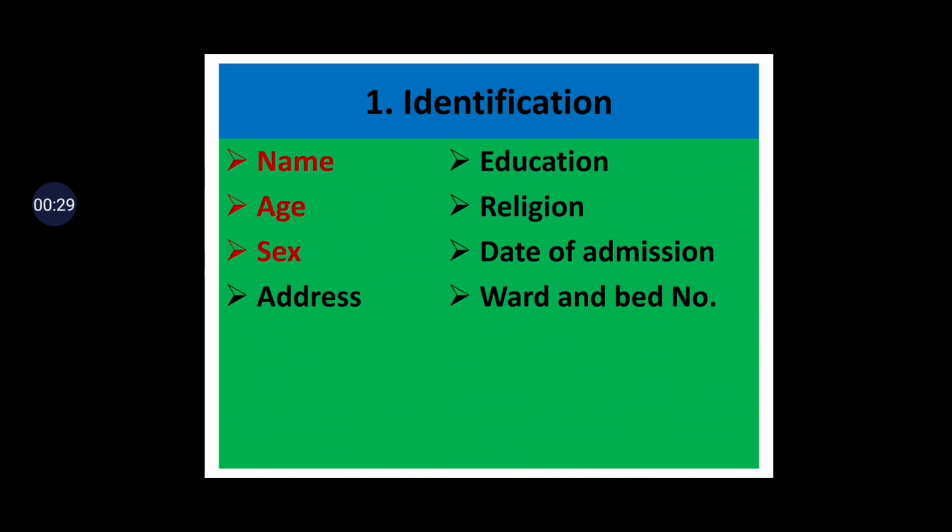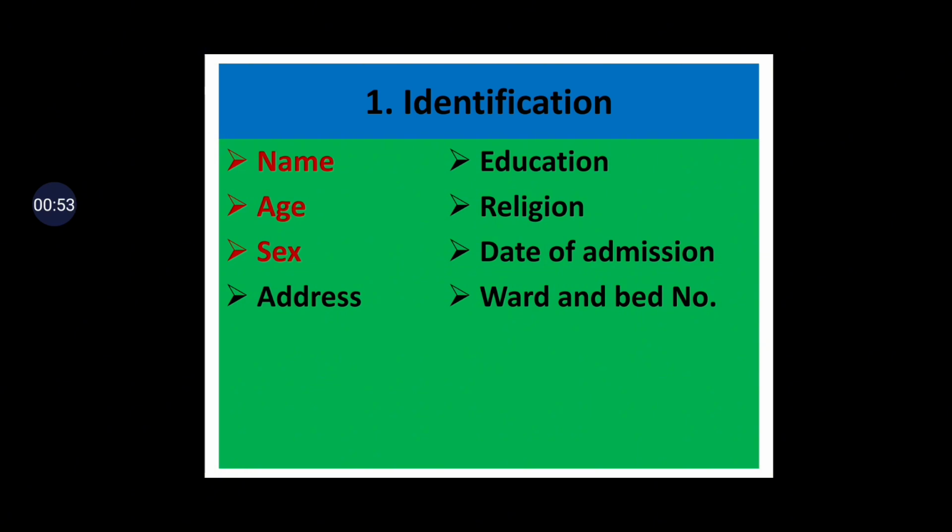Identification gives full information about the patient. In pediatric history, the name of the patient as well as the name, age, and occupation of the parents should be included. Age and sex are very important in pediatric history because there are many age and sex specific diseases. Age and sex are useful for growth monitoring and for drug prescriptions.